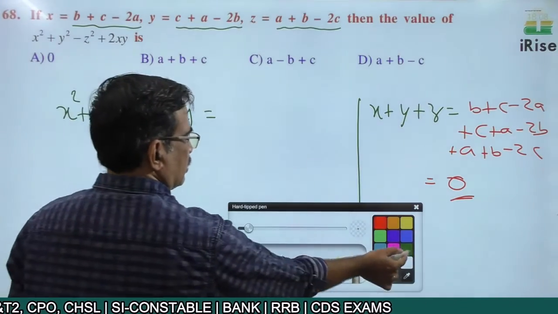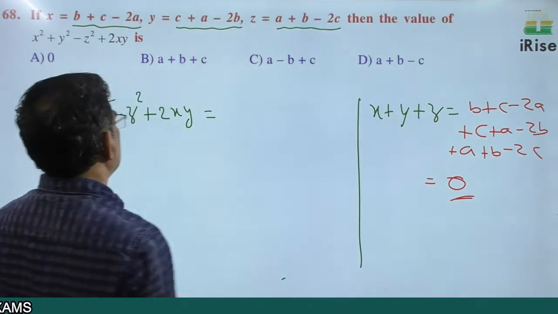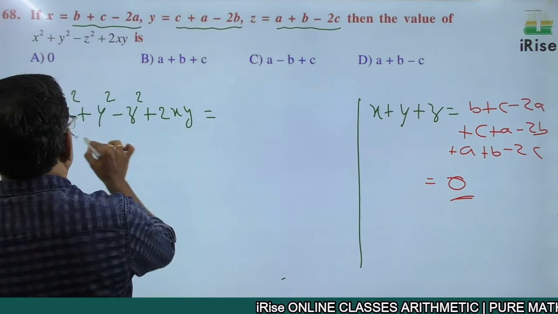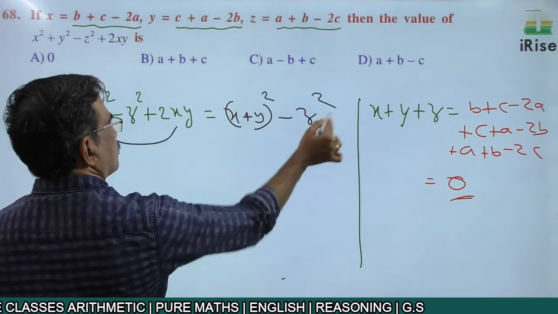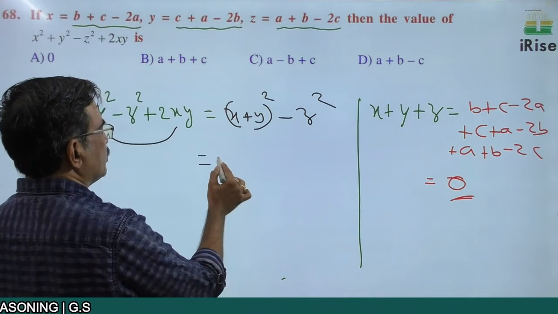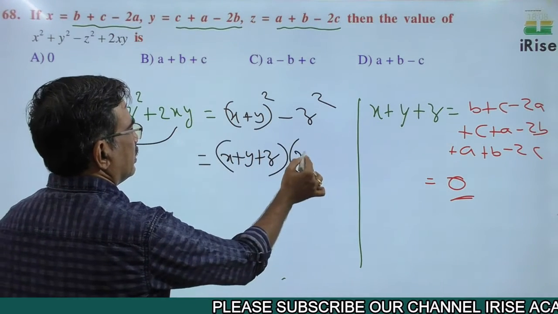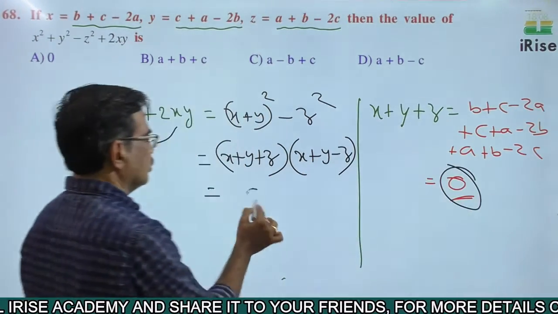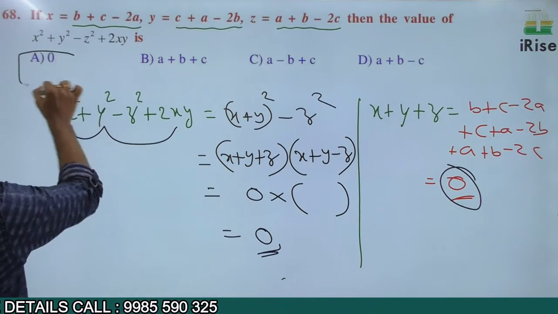Then what is the question? See the question. x square plus y square minus z square plus 2xy can be written as x plus y whole square minus z square. This is in the form of a square minus b square, which is equal to a plus b into a minus b. So x plus y plus z into x plus y minus z. Already you know x plus y plus z is 0. 0 into anything is 0. So the answer is 0 for this question. Answer is 0.